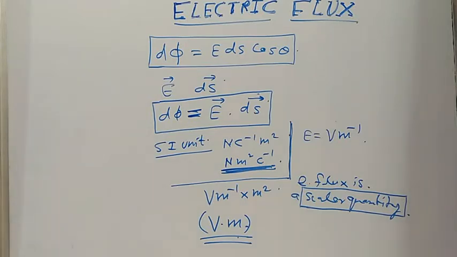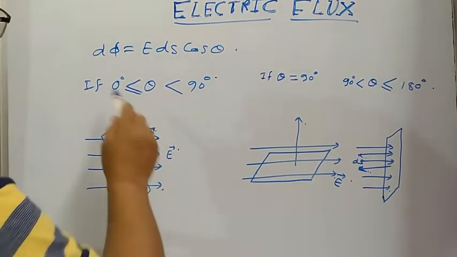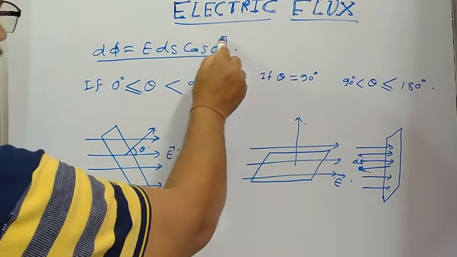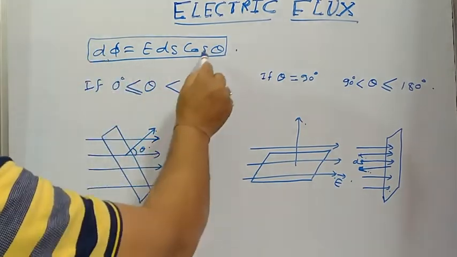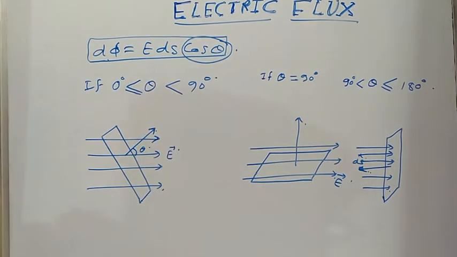It has no direction. So students, by the formula for the electric flux associated with the surface, d phi is equal to E ds cos theta. You can see the value or nature of the flux is going to depend on the value of cos theta.